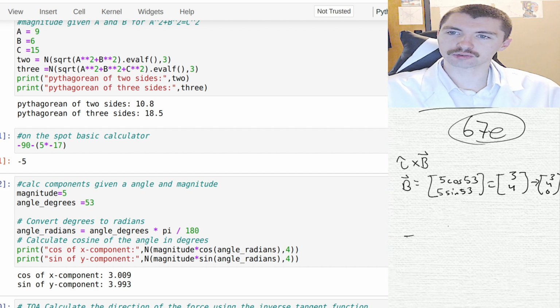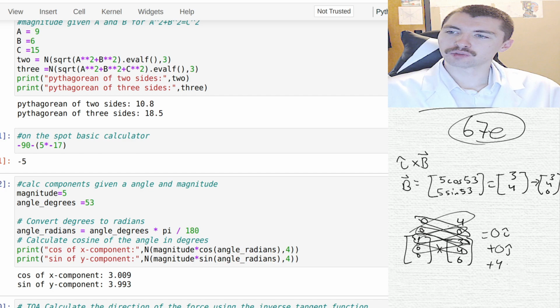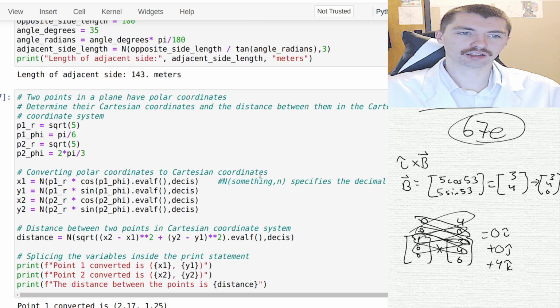So how are we going to do this? We're going to take 1, 0, 0 cross 3, 4, 0. We're going to take the bottom line, put it on top, and do it again. Now we can cross, and it'll keep the components I, J, K in the right order. So it's going to be 0 I plus 3 minus this plus 0 J. So we're going to have 4 plus 4 minus that, 4 K hat. So now we're going to verify on a calculator.